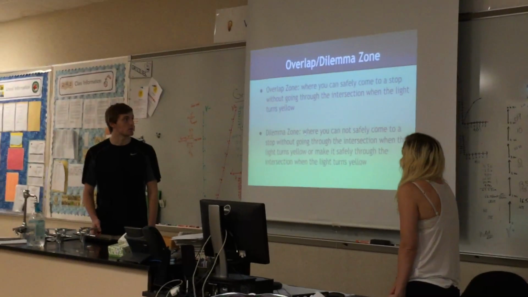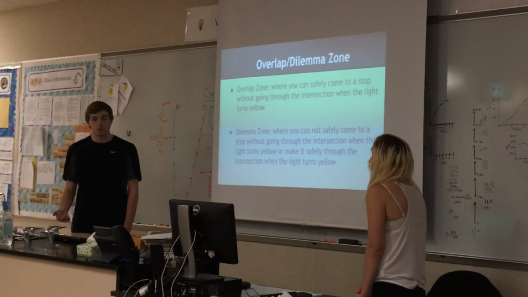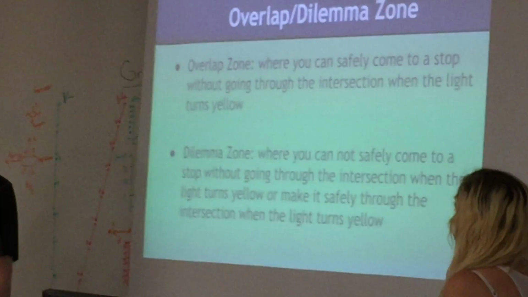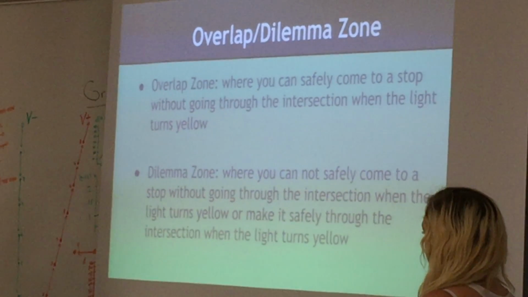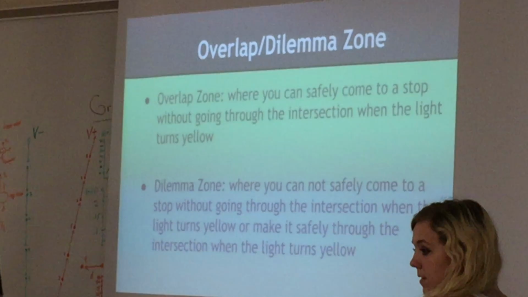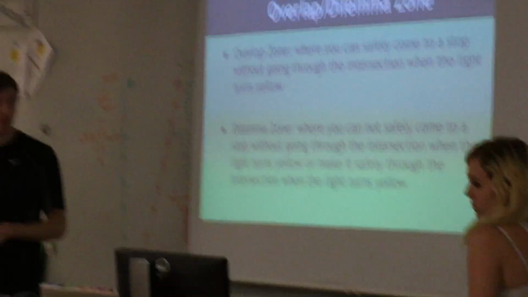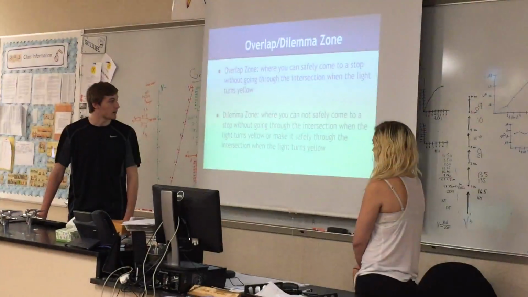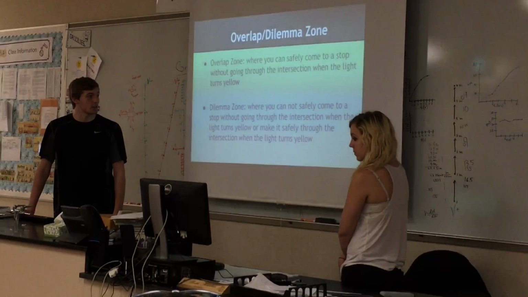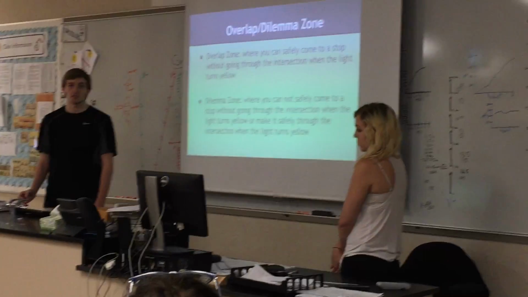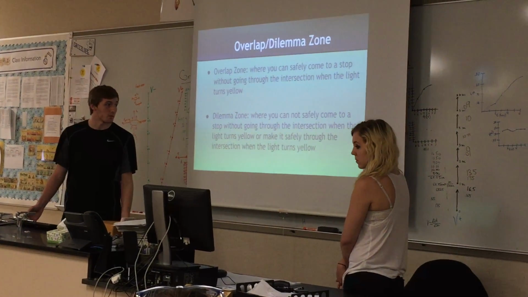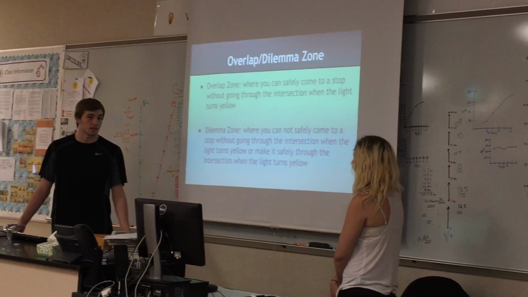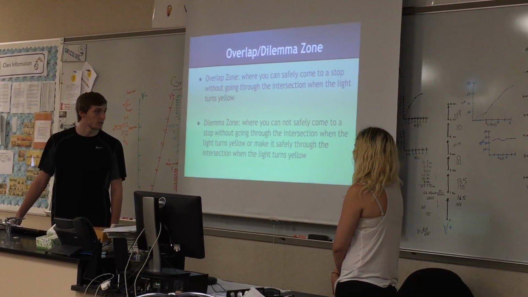Overlap and dilemma zones: an overlap zone is when your go zone and your stop zone overlap and create a space where it's safe to go or stop, depending on whatever you feel. The dilemma zone is where you can't come safely to a stop in time, or you can't go safely either. Either way you're going to cause an accident, or you might.